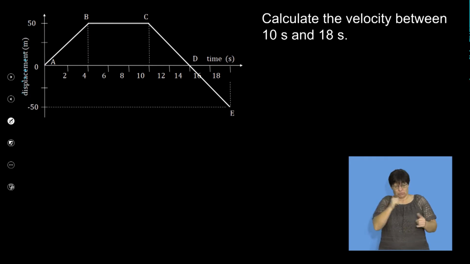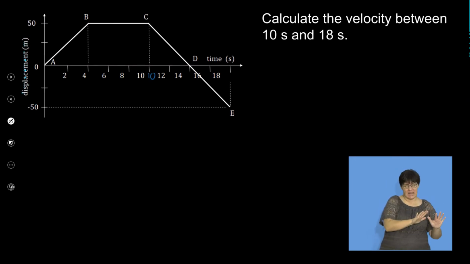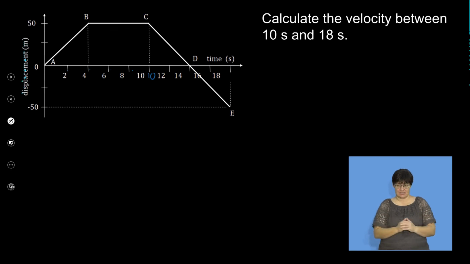So, now they want the velocity between 10 and 18 seconds, okay? So this is where the 10 is: 2, 4, 6, 8, 10, that's 12, 14, 16, 18 is here, okay?